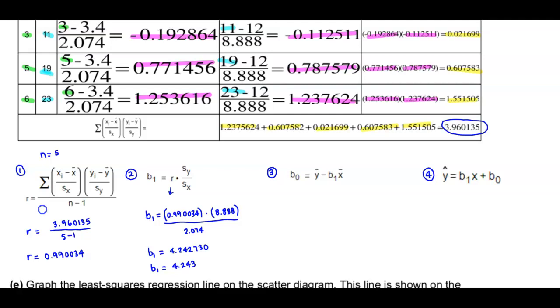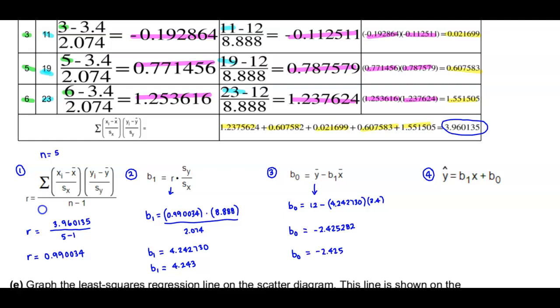Okay, and now in part 3, we want to find the y-intercept. In order to find the y-intercept, we need to take the sample mean for the y value, which we know was 12, minus the slope. Now we're going to use this value, 4.2422730, not the rounded version, when putting it into the formula. You multiply it by the sample mean of x, which is 3.4. Therefore, this gives us the intercept to be negative 2.42582. When we round this to 3 decimal places, we get negative 2.425.